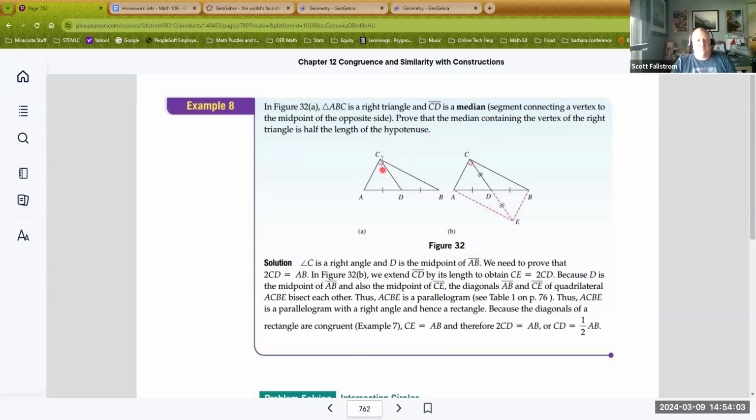Okay, well, if ABC is a right triangle and CD is a median, prove the median contains that vertex of a right triangle and that it has to be half the length of the hypotenuse. So what you're doing is you're saying that this median contains the vertex of a right triangle. So your goal is to show that CD to AB, that we get this 2-to-1 ratio here, so that AB would be twice as big as CD.